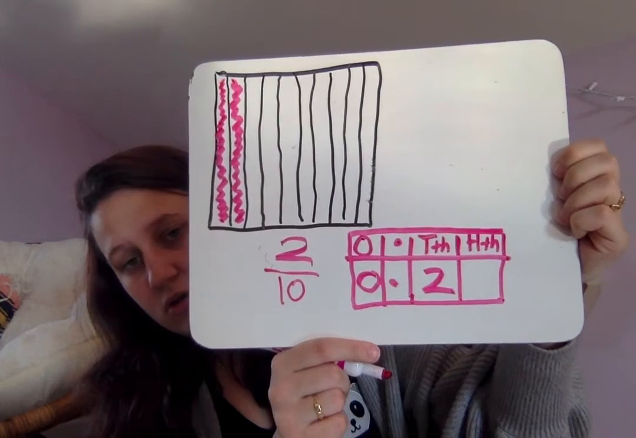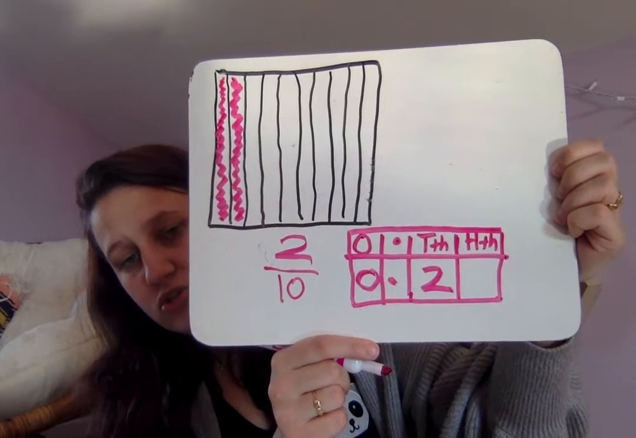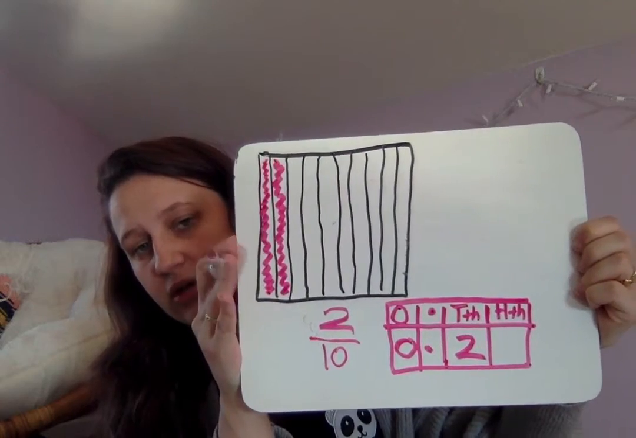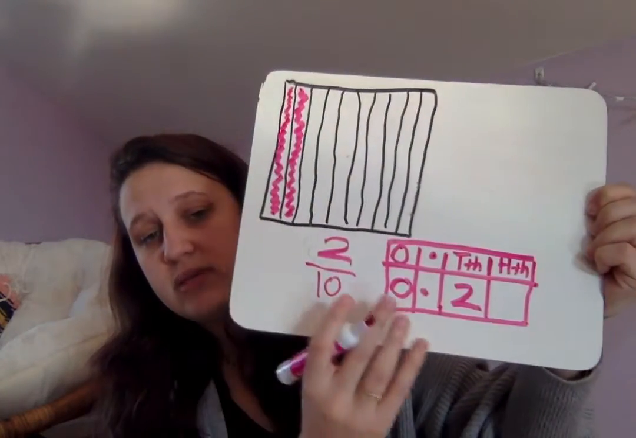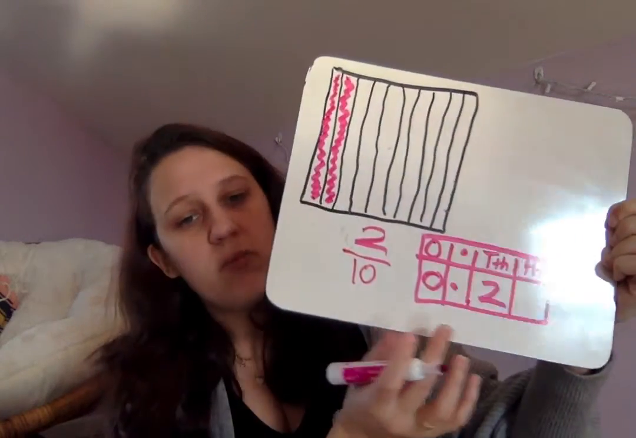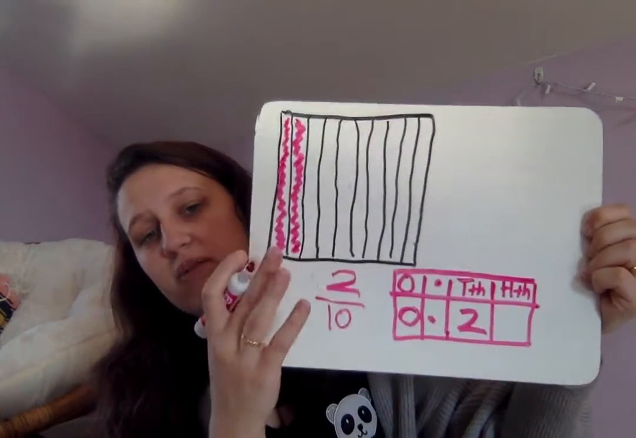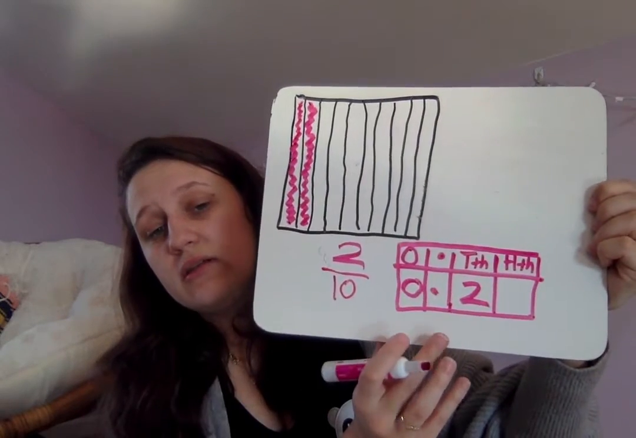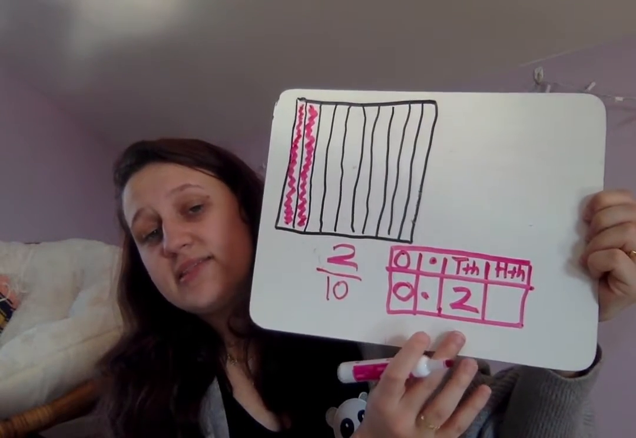So I have 0.2 as my decimal. 0.2 is shown right up here. If I filled in 5, it would be 0.5. If I filled in 9, it would be 0.9. So however many of these tenths are filled in, you fill in as many tenths as there are.